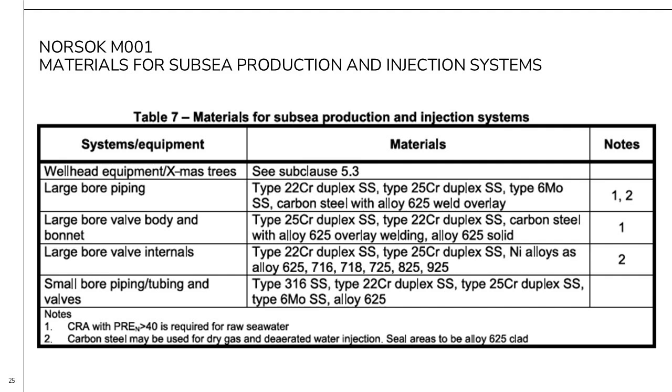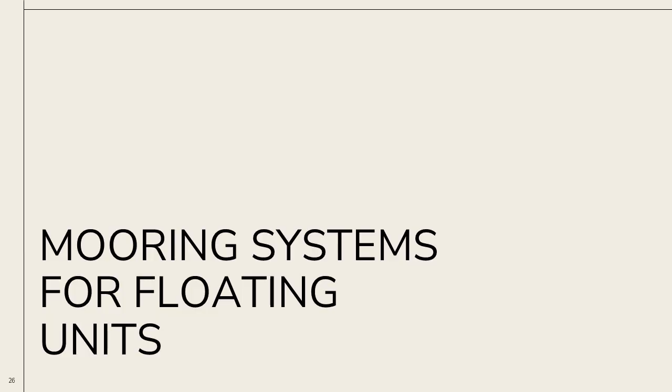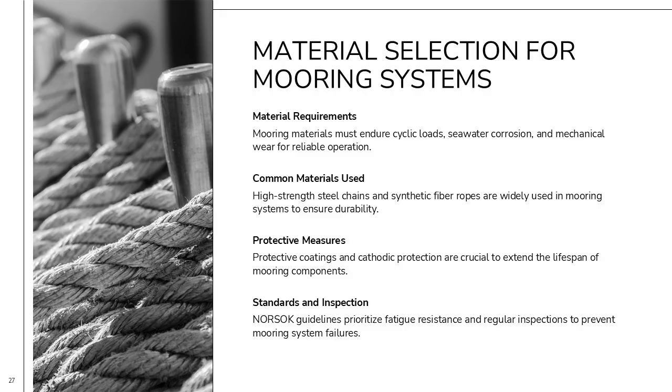Notes emphasize that corrosion-resistant alloys with PRE greater than 40 are mandatory for raw seawater, and carbon steel may be used for dry gas and deaerated water injection with alloy 625 cladding in seal areas. Material selection for mooring systems for floating units. Mooring systems secure floating units such as FPSOs and drilling rigs.